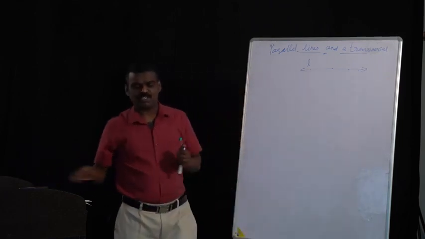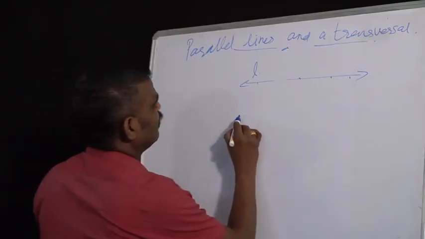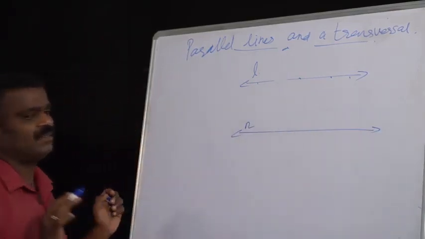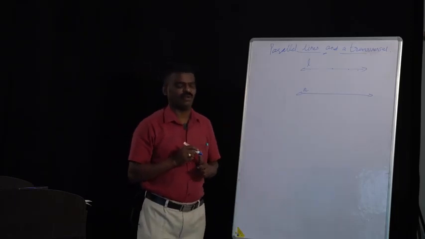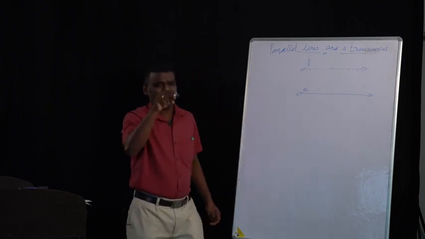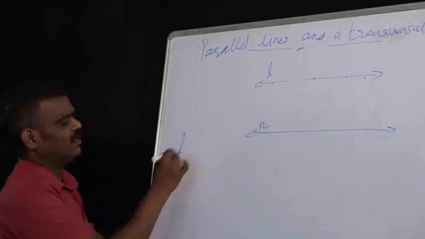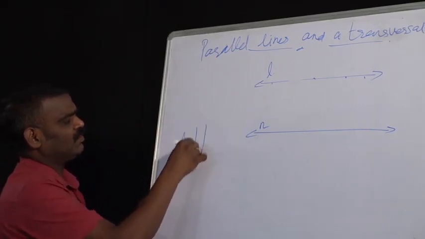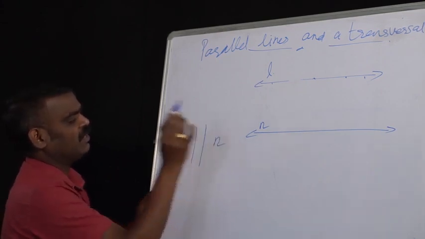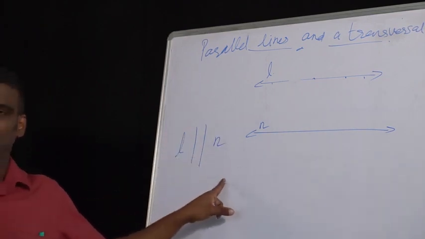So now you come to know what parallel is. Two lines are called parallel if the distance between the two lines is always equal everywhere. We need not write P-A-R-A-L-L-E-L every time. In short, we can write two vertical lines, with the symbol put a little longer. The meaning of this symbol is parallel. L parallel to N. How to read? L parallel to N. Clear?